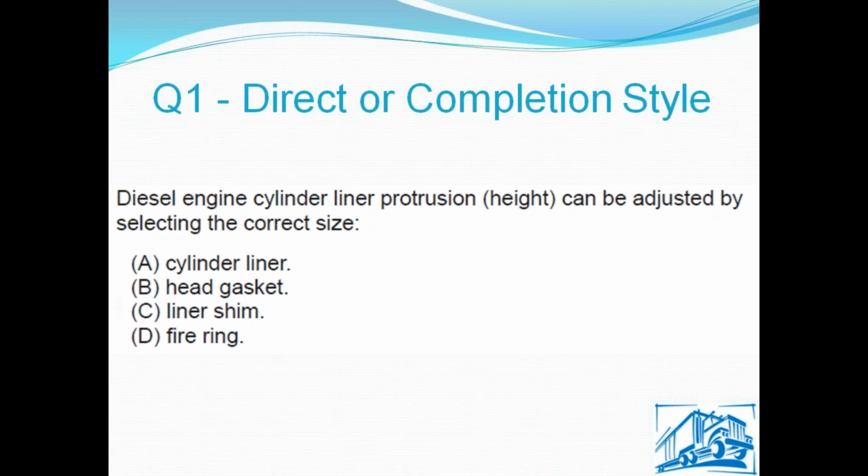So on a direct completion style question, you're asked a question or to complete a statement. You always have to read the question carefully. That's a given, we know that. But then you have to consider each of the 4 choices and rule out the ones that you think are obviously wrong.